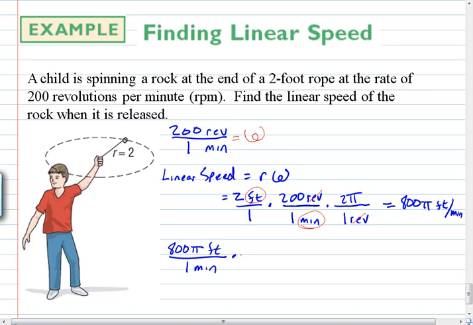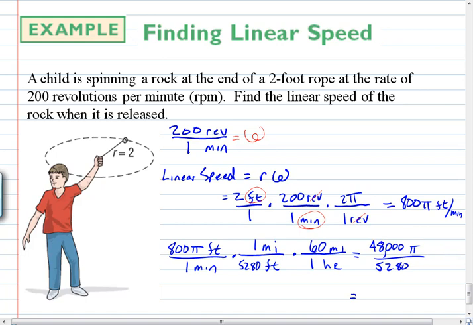And I want to convert the feet to miles. So feet are going to go on bottom. And there's 5,280 feet in 1 mile. And I want minutes to go to hours. So how many minutes are in an hour? 60 minutes in 1 hour. So when I multiply across the top, I get 8 times 6 is 48,000 pi divided by 5,280. And my units are going to be measured in what?